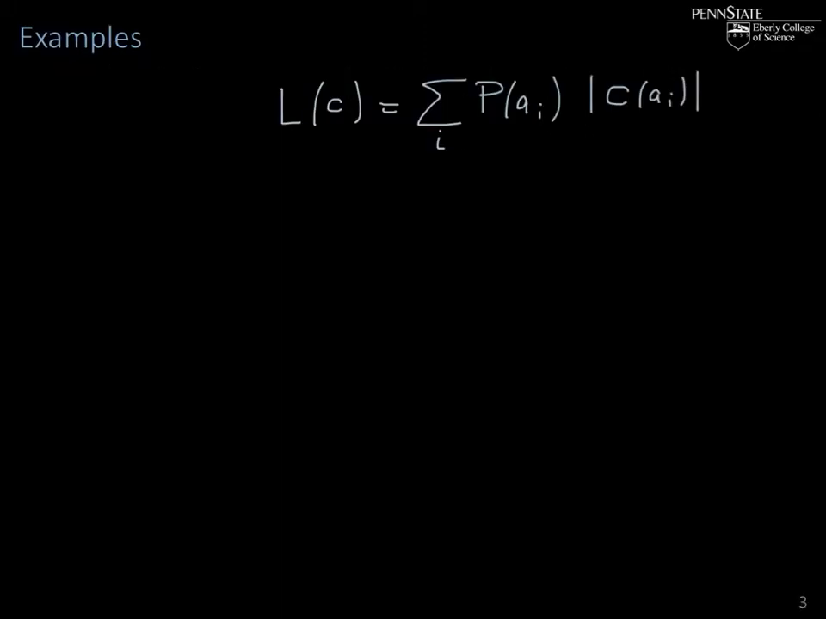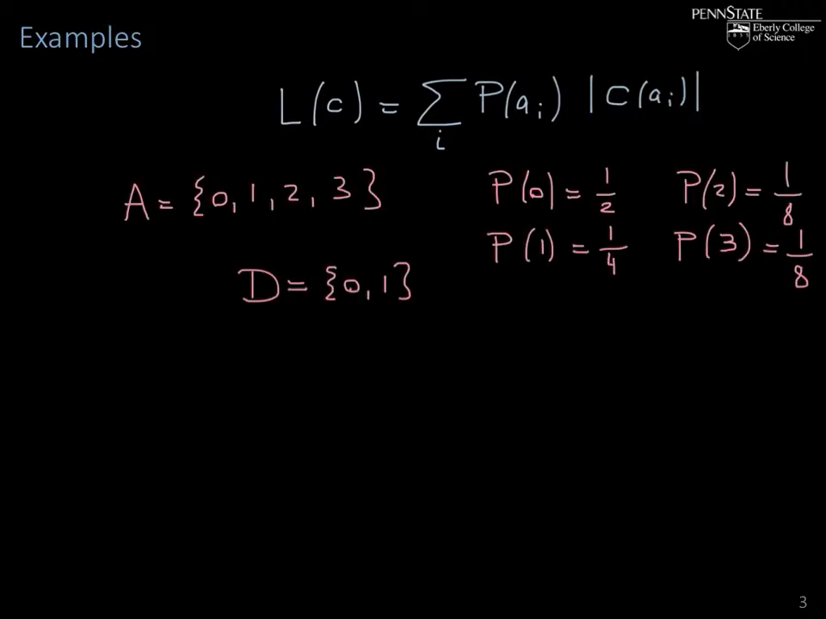So let's look at an example. The idea is, of course, to design codes as efficiently as possible, meaning that the expected length of a code word is as short as possible. To do that, of course, we have to assign short code words to symbols in A, or outcomes, that occur with high probabilities.